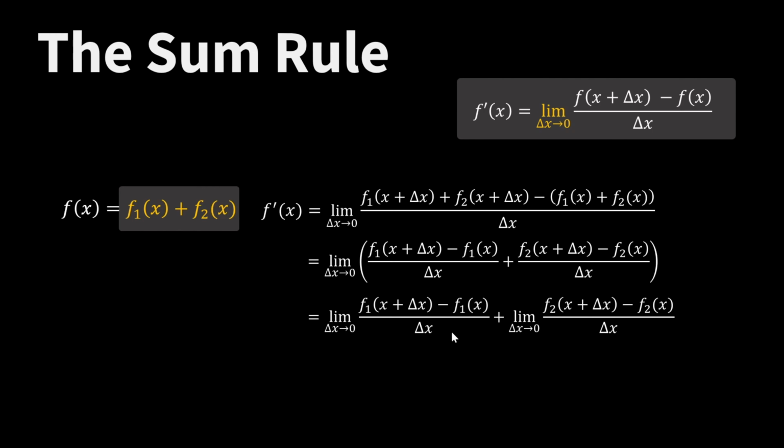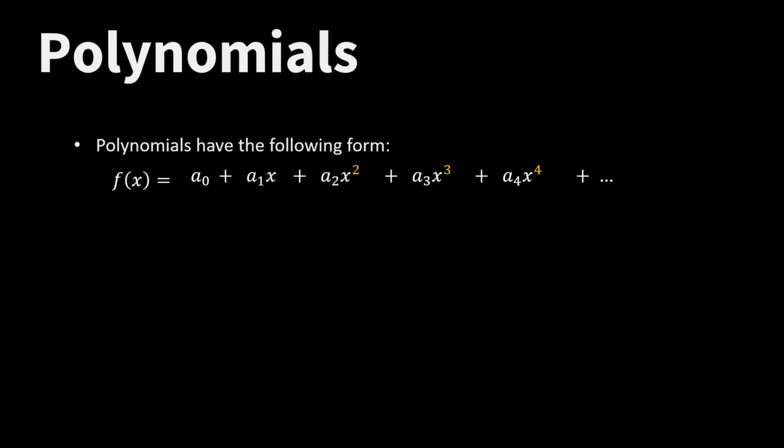Now we can split the limit into 2 limits. And what you see here is the derivative of f1 and the derivative of f2. We have this simple result that the derivative of a sum of 2 functions is the sum of the derivatives of these 2 functions. Before we go back to the examples, I introduce you to polynomials.